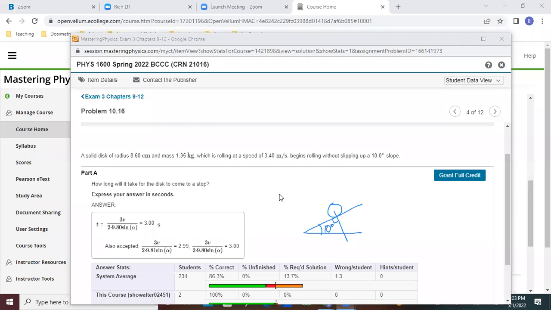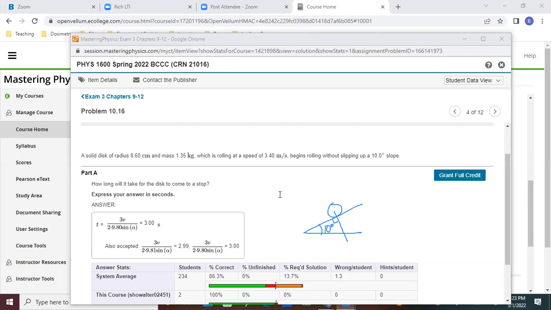Okay, this is going to be a recording regarding a couple of problems that are on the exam, number 3 for chapters 9 through 12. I wanted to go over it to give you an idea as to how you might approach these. Obviously the numbers are going to be different no matter what you do. But we're going to focus here on problem 10.16.